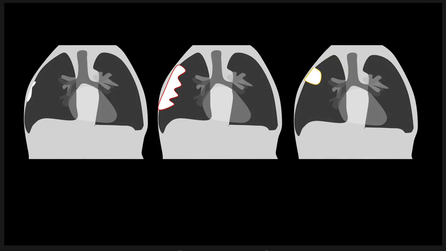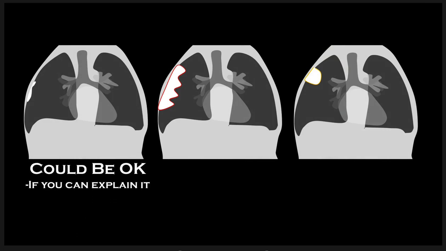So, quick review here. This guy, he could be okay if you can explain it. Real thin, especially if you've got associated stigmata of prior trauma. These two guys here are not okay. Mass-like, lumpy, bumpy stuff along the pleura needs to get cross-sectional imaging.